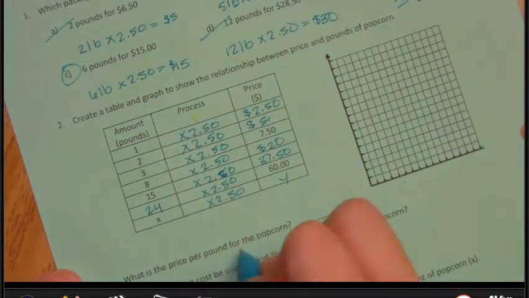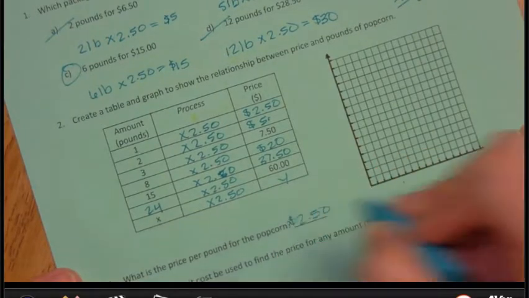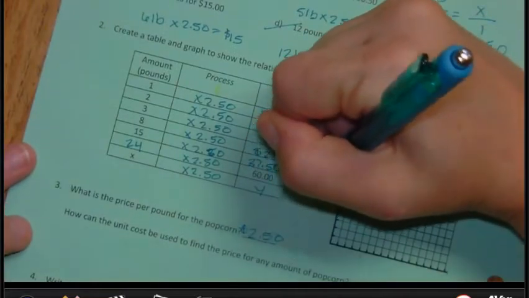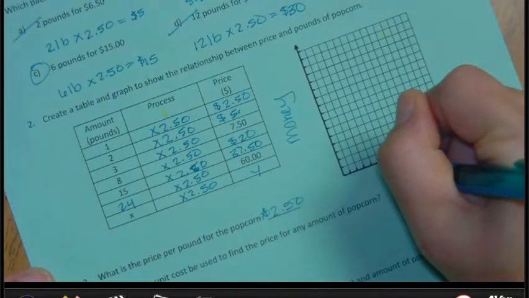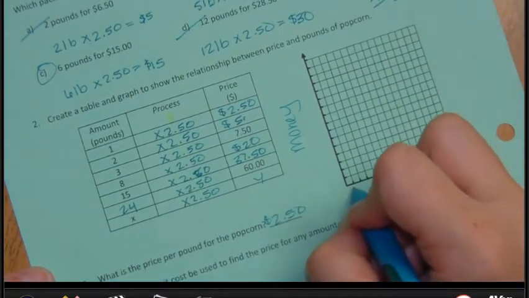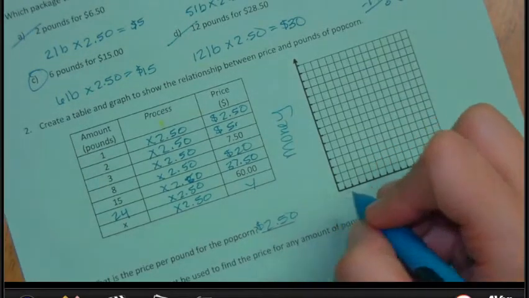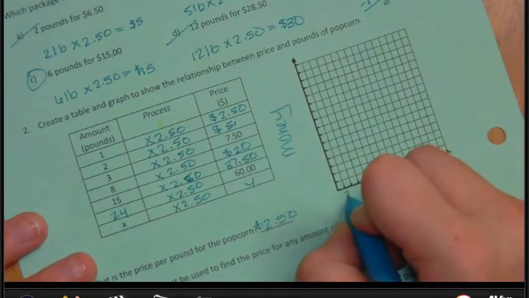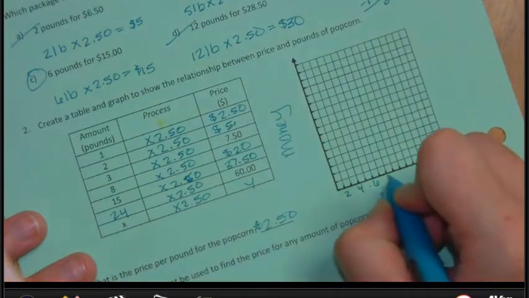Okay. So what is the price per pound of popcorn? Well, it's $2.50. Okay. We can go ahead and graph this very quickly and have money on the side, and we're going to have pounds on the bottom. Okay. So let's see. Let's go up to 4 times 2.50. I'm trying to make this a little bit easier. There we go. 2, 4, 6, 8.